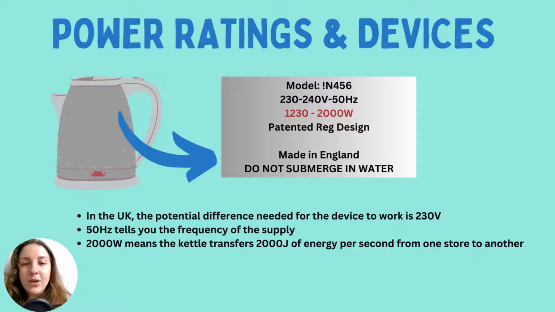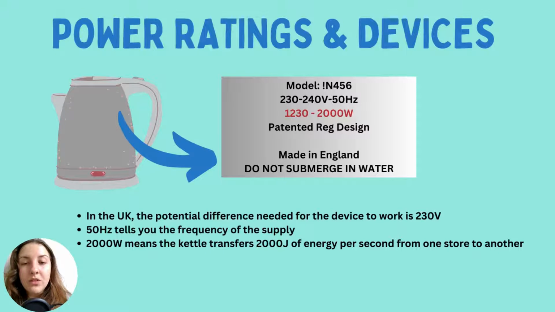So what this label means, it just tells you in the UK, for example, the potential difference you need for a device to work is 230 volts. That's actually a number you need to be aware of for your GCSEs. The frequency of the device, you can see in this case, is 50 hertz. Frequency is measured in hertz.